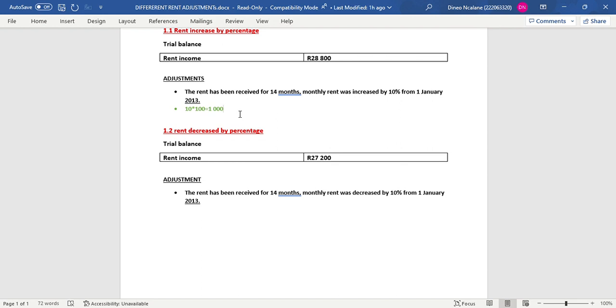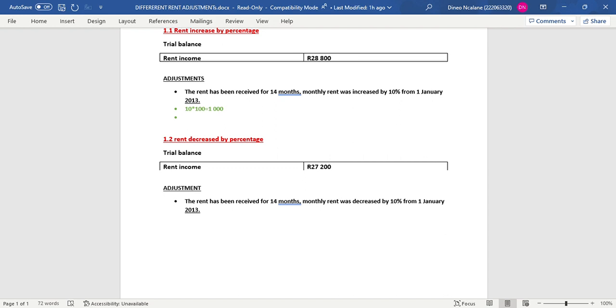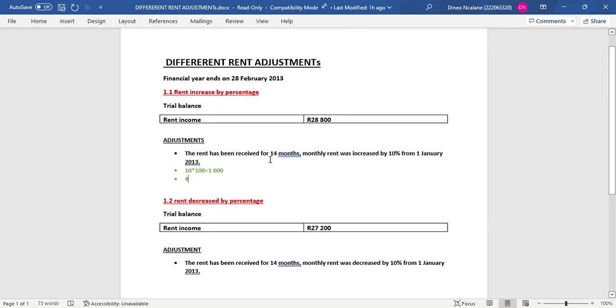Then we are going to have 4, because the rent is received for 14 months. Let's read the adjustment again: for 14 months. If we have 10 months, then the other is 4 months, multiplied by the increase of 10%, so it's 100 plus 10%. These 4 months are 110 when it comes to the ratio. When it comes to percentage, the percentage was 100% without an increase. Now because there is an increase of 10%, it's 100 plus 10. Then these 4 months have the rent increased by 10%, which means 4 multiplied by 110. It's equal to 440.